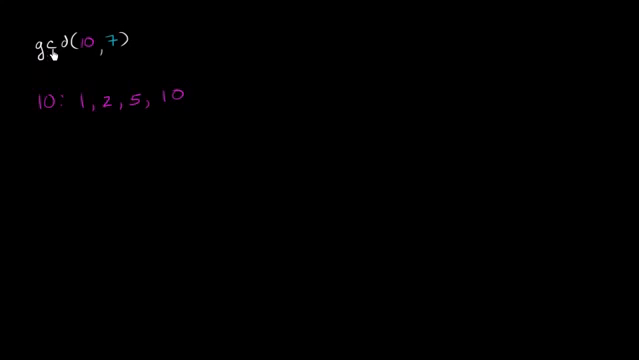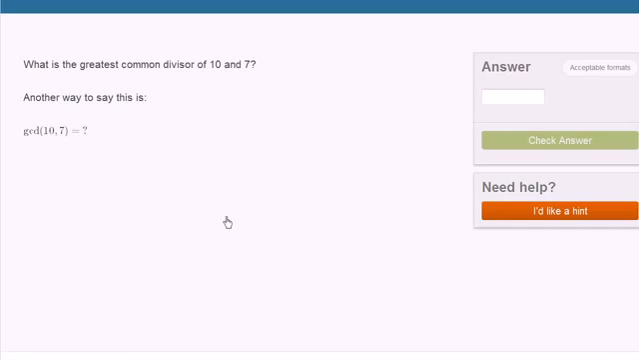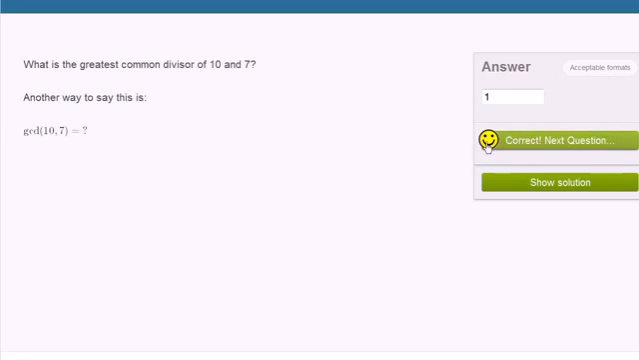And sometimes this is called greatest common factor. 7, what are all of its factors? Well, 7's prime. It only has two factors, 1 and itself. So what is the greatest common factor? Well, there's only one common factor here, 1. 1 is the only common factor. So the greatest common factor of 10 and 7, or the greatest common divisor, is going to be equal to 1. So let's write that down. 1.